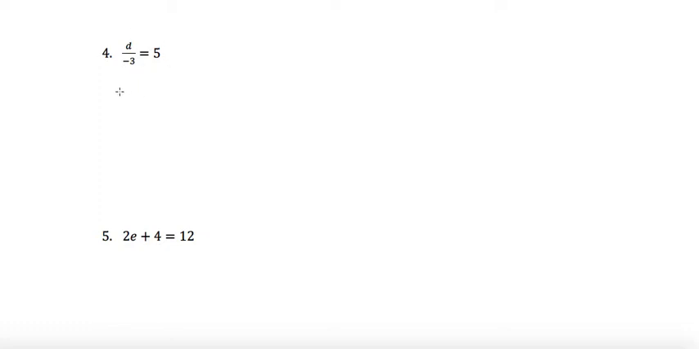So I'm going to show this by using brackets. Negative 3 times d over negative 3 is equal to negative 3 times 5. So I'm multiplying both sides of my equation by negative 3. And negative 3 divided by negative 3 gives us 1, so those cancel each other out. So we're left with d, and that's equal to negative 3 times 5, which gives us negative 15.